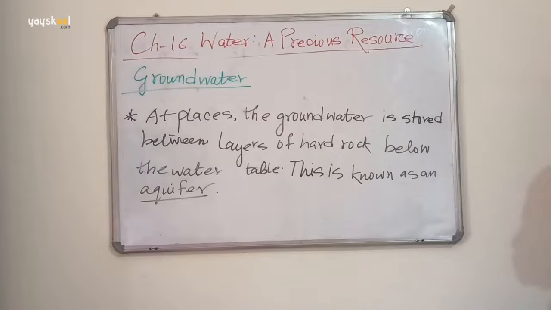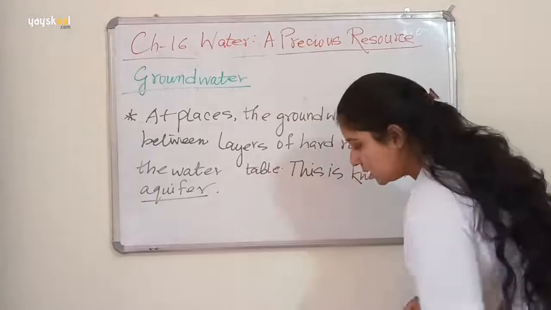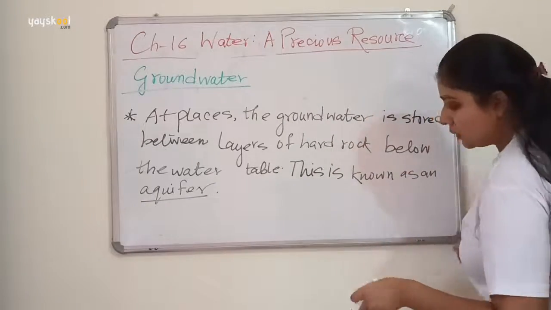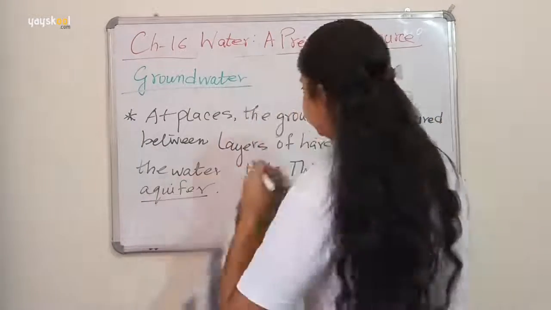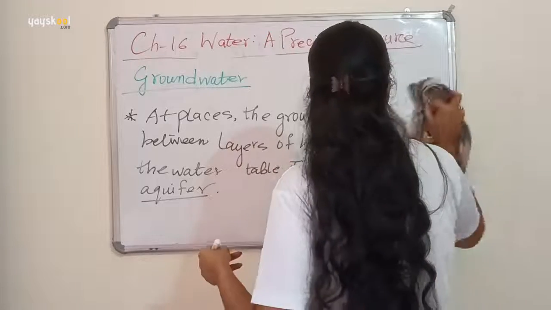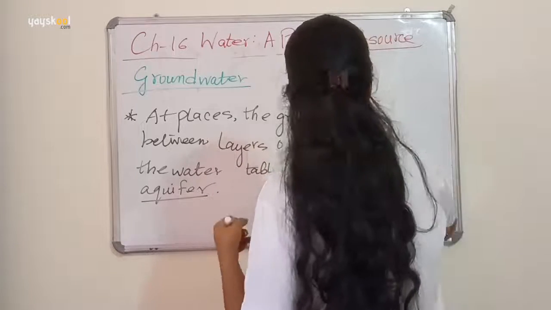So even below the groundwater table, there are a few layers of rock and water cannot seep below that. So water is kind of stored between those rocky layers. Okay. Let's see an example. To understand these terms, let us see a diagram.